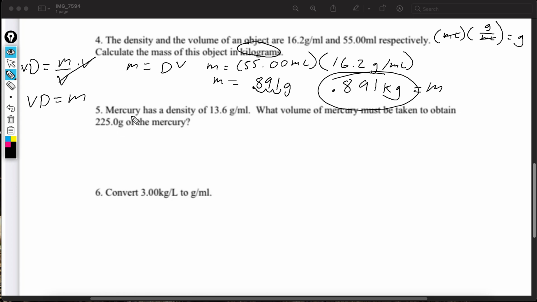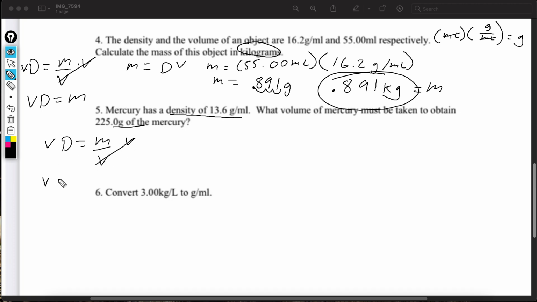Now let's go to number 5. Mercury has a density of 13.6 grams per milliliter. What volume of mercury must be taken to obtain 225 grams of mercury? All right, let's check it out. D is equal to M over V. Mercury has a density, so we got density. That's the one down. Volume of mercury has been taken to obtain. Okay, cool. So let's fix this up.